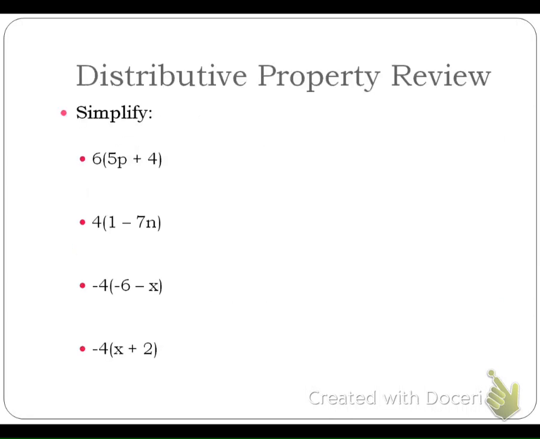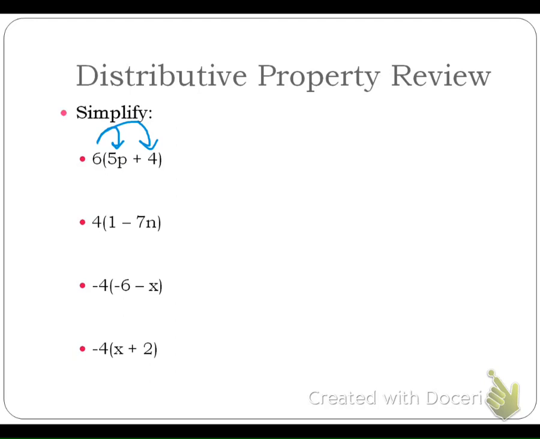So let's just review again the distributive property. Here we have some expressions, right? No equal sign there, so all we can do is simplify. Let's go ahead and simplify these problems right here for review. When you see parentheses, you take the number that's directly beside your parentheses and you're multiplying it to every term inside the parentheses. There's that double rainbow.